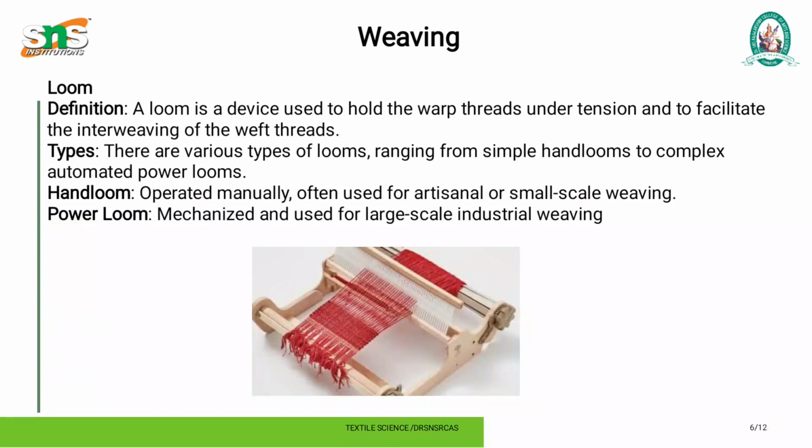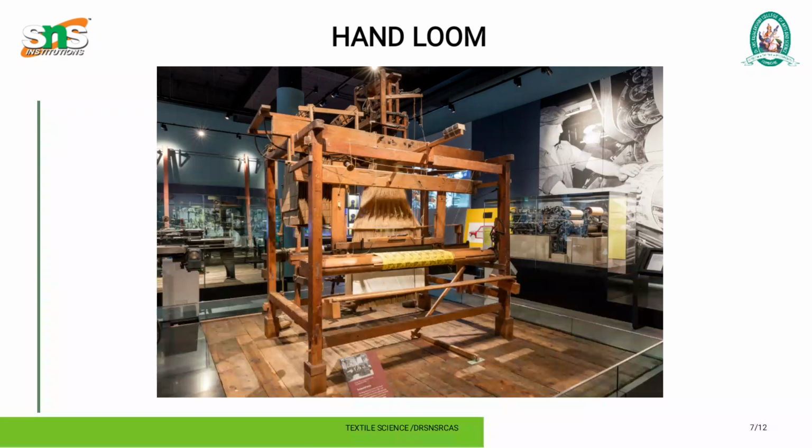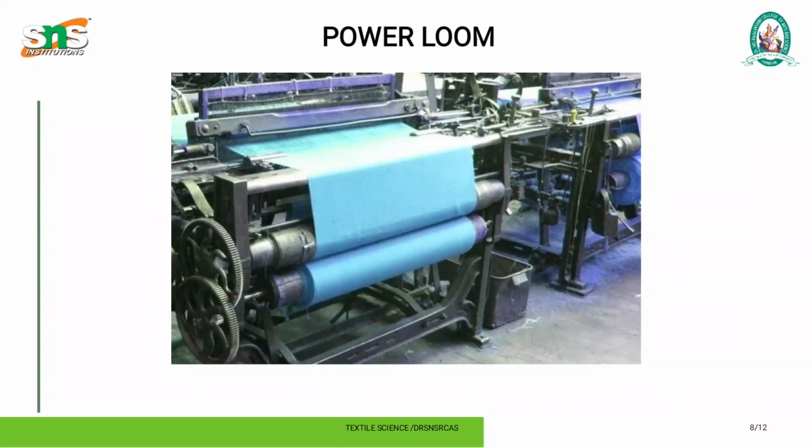Loom. Definition. A loom is a device used to hold the warp threads under tension and to facilitate the interweaving of the weft threads. Types. There are various types of looms, ranging from simple hand looms to complex automated power looms. Hand loom, operated manually or often used for artisanal or small scale weaving. Power loom, mechanized and used for large scale industrial weaving. So this is the hand loom, and next it is the power loom. These are all major types of looms.